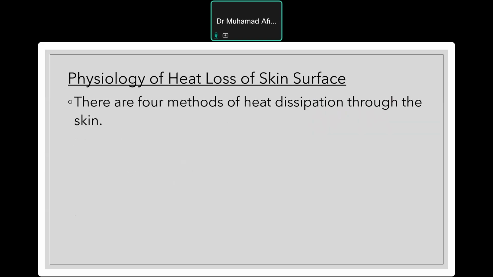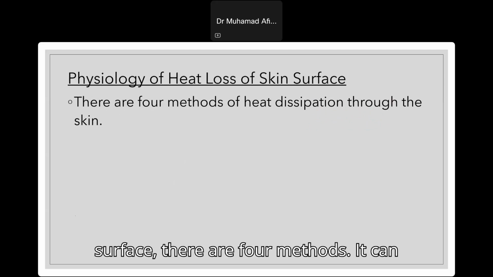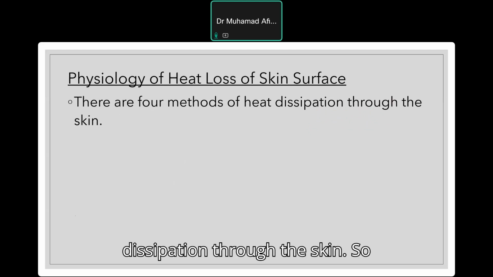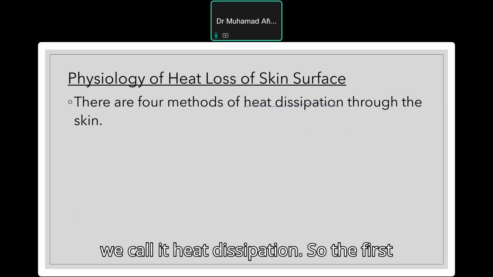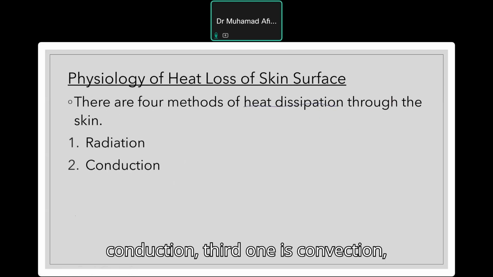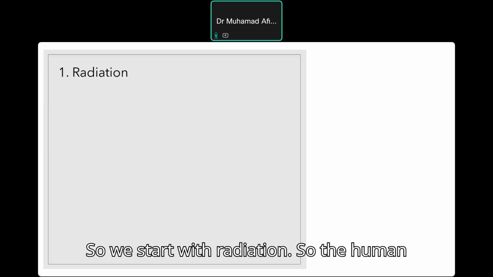For the heat loss from the skin surface, there are 4 methods. You can divide them into 4 methods of heat dissipation through the skin. The first one is radiation, the second one is conduction, the third one is convection, and the fourth one is evaporation. So we start with radiation.